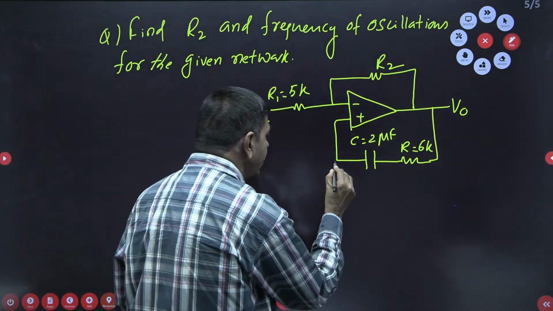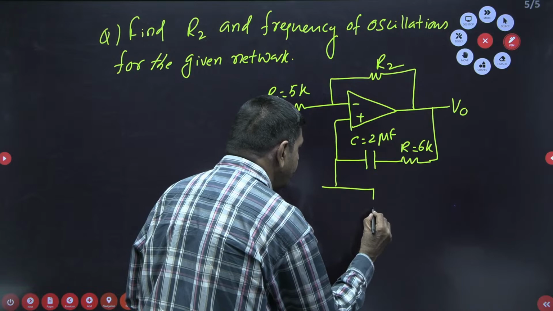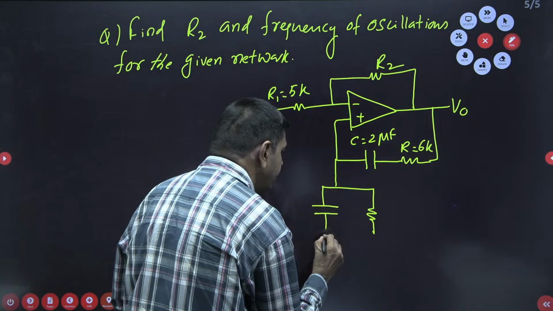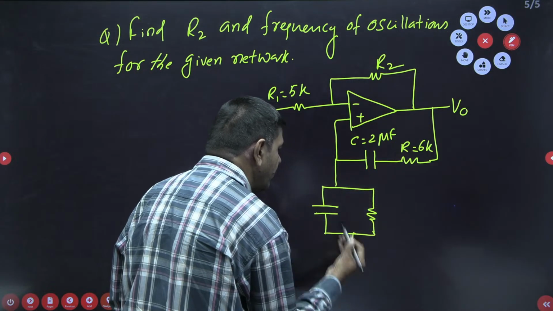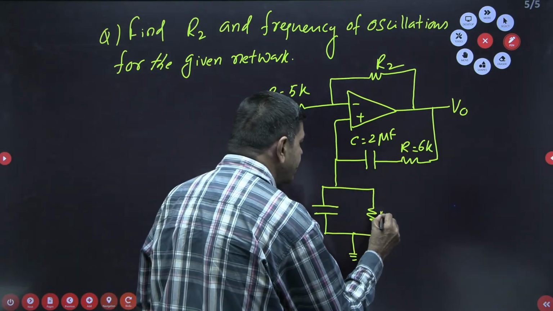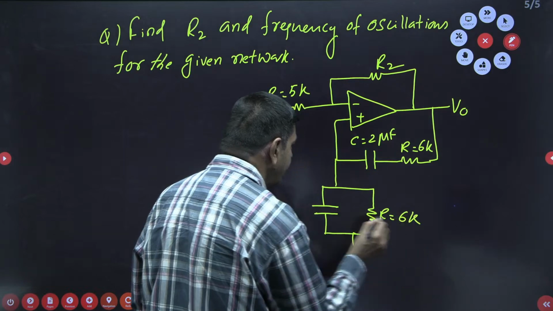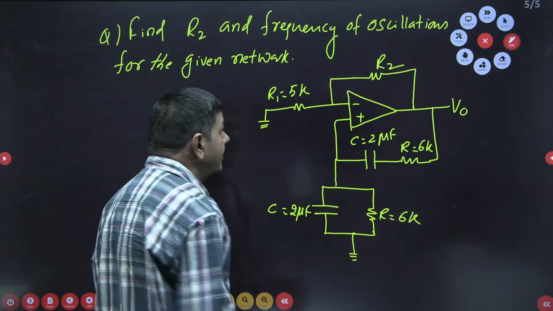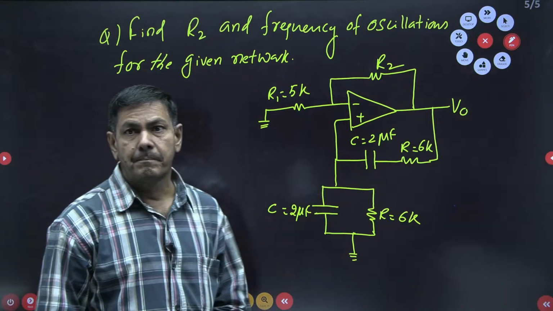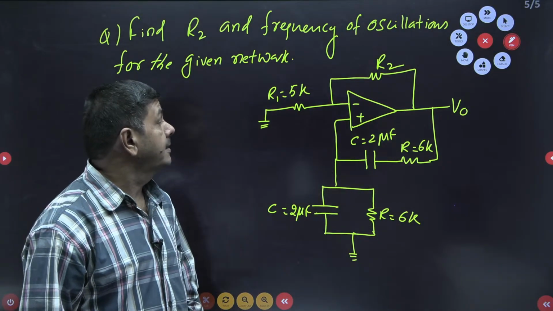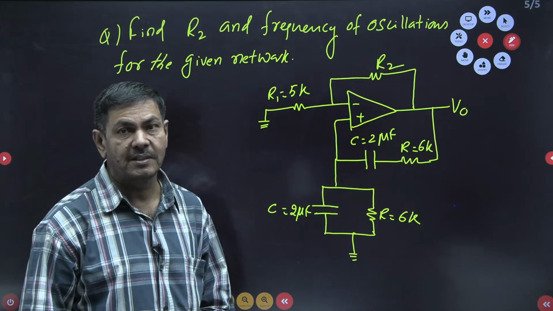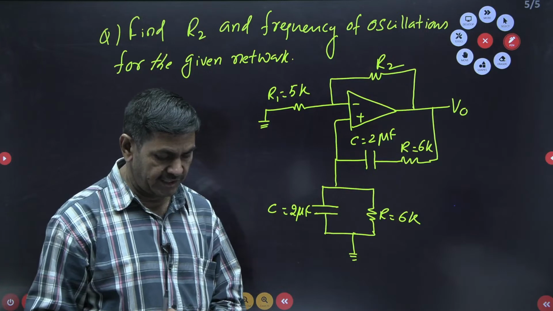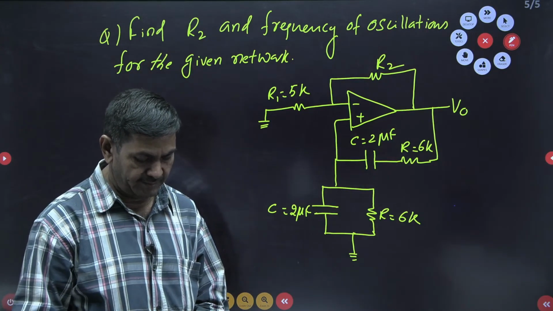On this side, the R and C values are connected in parallel and connected to the ground. R is 6K here, and C is 2 microfarads. Using this network, you need to calculate the resistance R2 and also find the frequency of oscillations. Those two are important here.